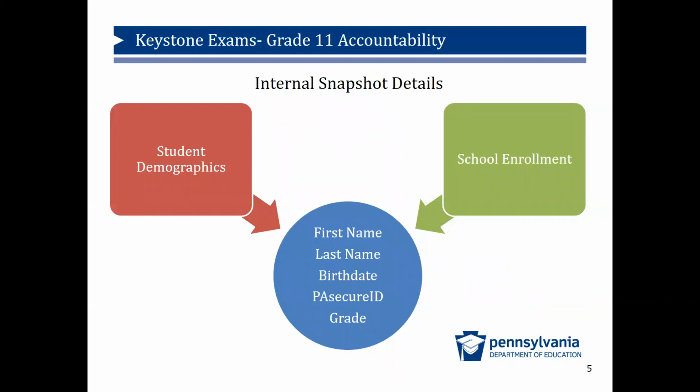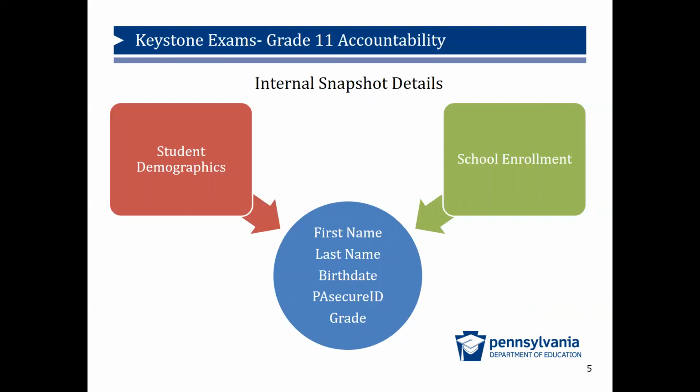This is an overview of the details we will be discussing for the Keystone Exams internal snapshot. It begins with the student in the blue circle, which includes the student's 5 matching criteria. It is very important that the 5 matching criteria are correct because this is how students are linked to test results. This is why there is so much emphasis on getting these fields right. The 5 matching criteria are first name, last name, birth date, PA Secure ID, and grade.